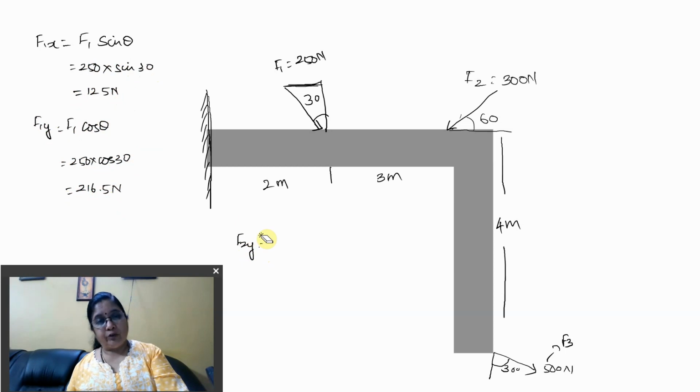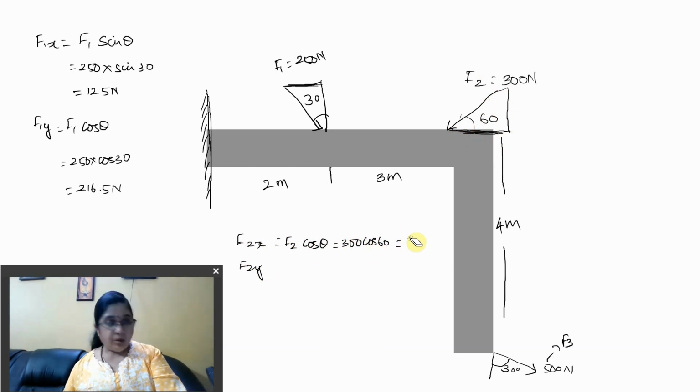F2x, and you'll have to calculate also F2y. Now, your F2, let me complete a triangle here. So, this is the x component, which is the adjacent side. So, you will have F2 cos theta, which is equal to 300 cos 60, and that works out to be, I think, 150 Newton, right?